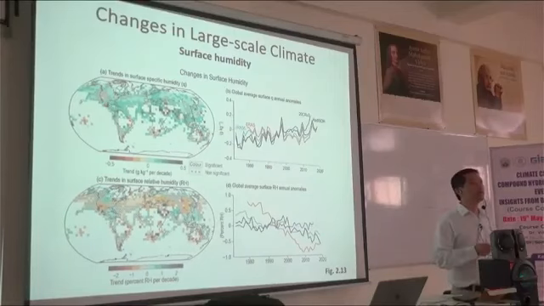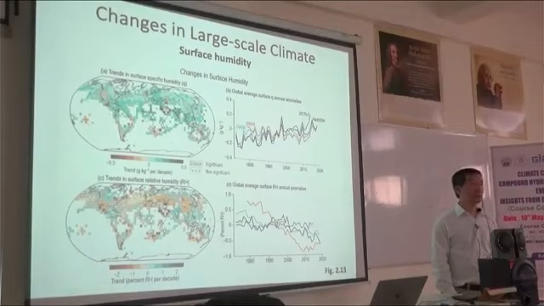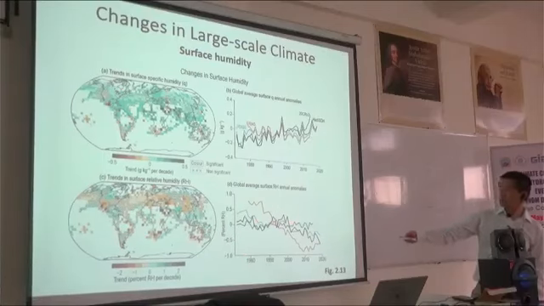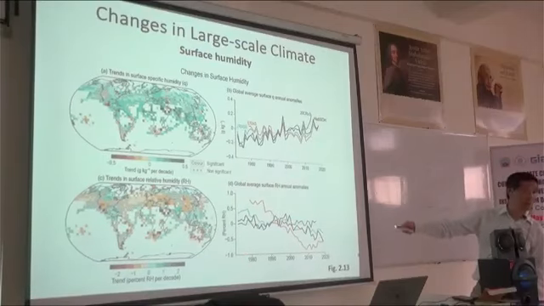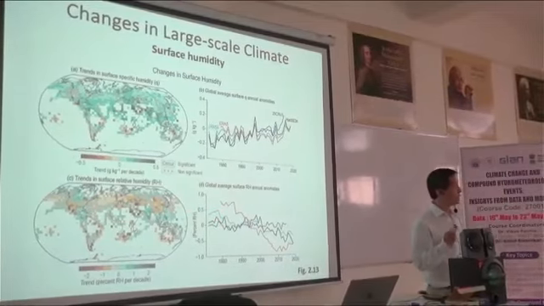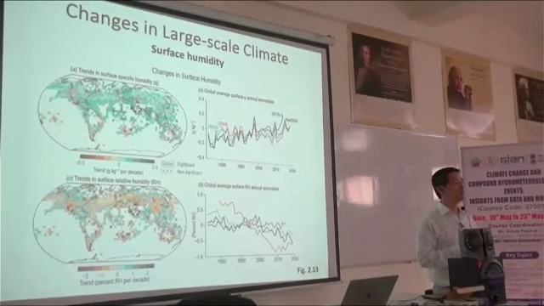And how about relative humidity? It's decreasing, right? Different data sets show different degrees of decrease, but in general they show a decreasing trend. Why do you think relative humidity is decreasing?